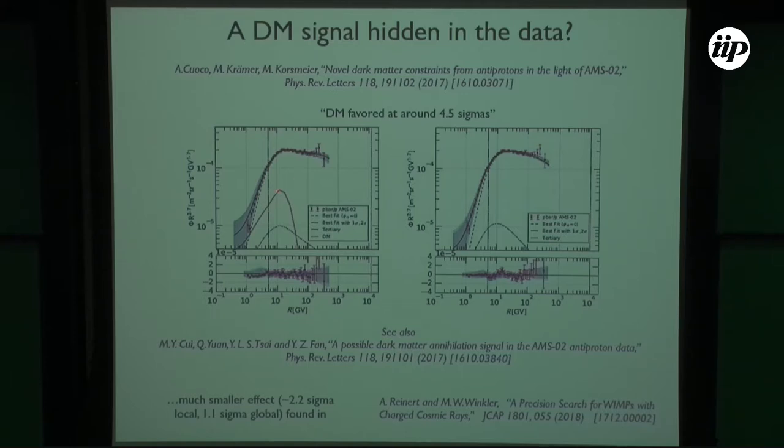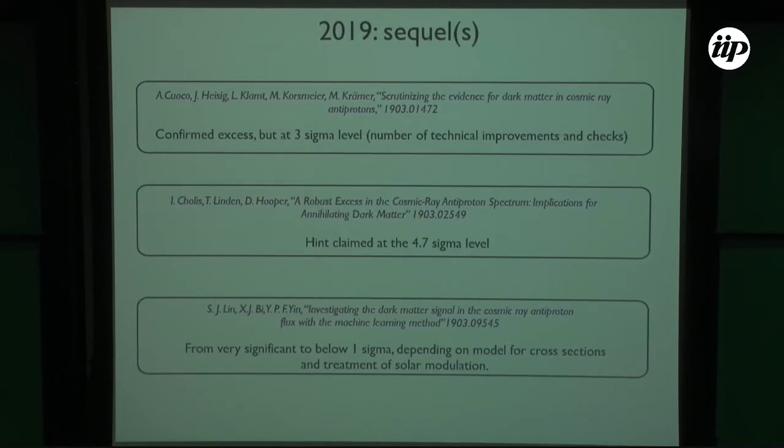By the way, you see that when we talk about dark matter in antiprotons, even in these papers that claim there is some hint, we are talking about a 10%-ish contribution. So the bulk of the antiprotons is secondary as far as the community is concerned. Okay, there has been a similar conclusion in this paper, with a much smaller effect, like 2 sigma-ish or so, claimed in this other analysis. There's been a sequel in 2019 with a reanalysis by the same team that confirmed the excess. This is a much more detailed investigation. There are technical improvements and checks. They confirmed the excess, but at the 3 sigma level.